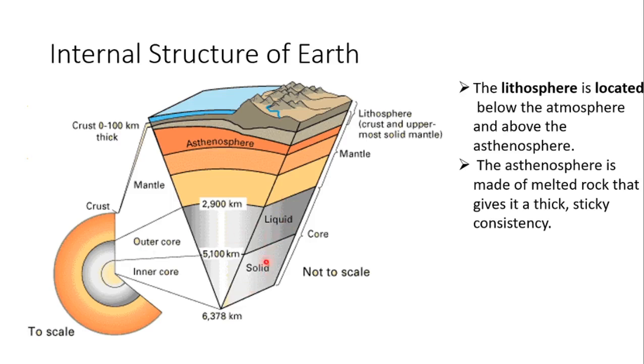So the asthenosphere is made up of melted rock, which gives it a thick, sticky consistency. Because of high pressure and high temperature, the rocks here can be in a melted form. They can easily flow. And because of this weak part, it is also called asthenosphere.